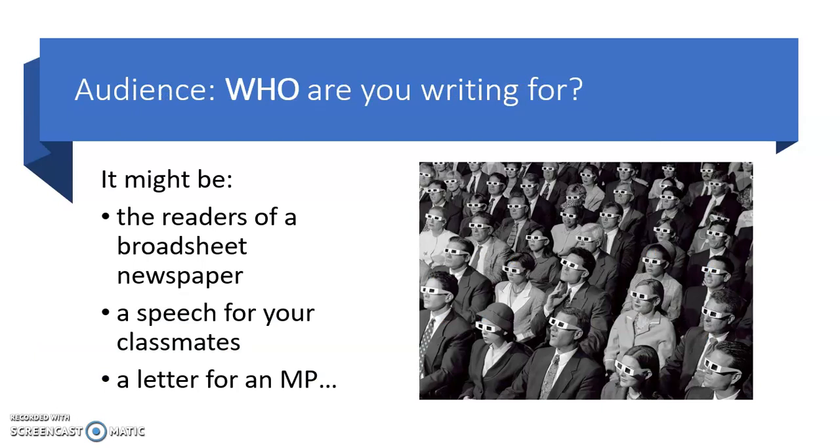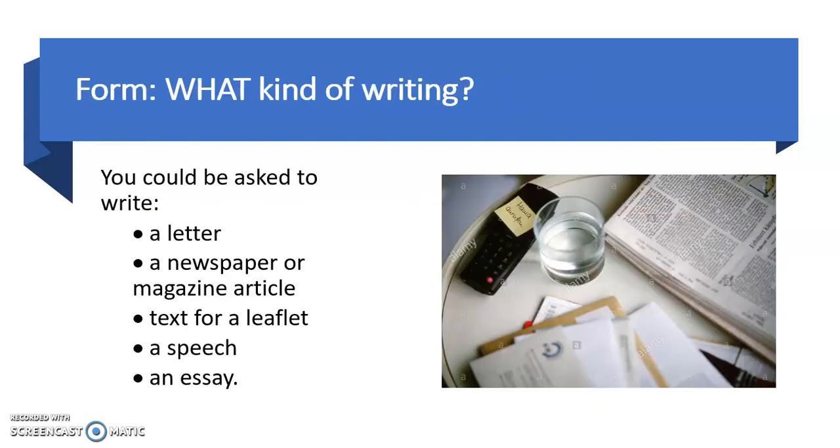Audience means who are you writing for? So it could be the readers of a broadsheet newspaper, it could be a speech for your classmates, it could be a letter to an MP. It doesn't really matter as long as you are matching your language to that setting. It means you recognize the kind of references that would appeal to that audience, and you're probably always using suitably formal, impressive language. Finally, form means what kind of writing are you being asked to produce. So you could be asked to write a letter, a newspaper or magazine article, text for a leaflet, a speech, or an essay. So we're going to have a go at most of these examples in the forthcoming lessons.